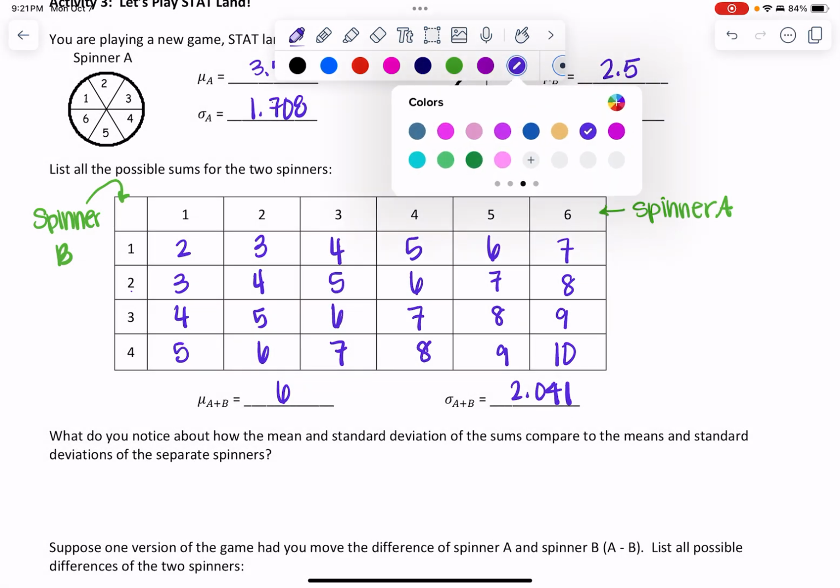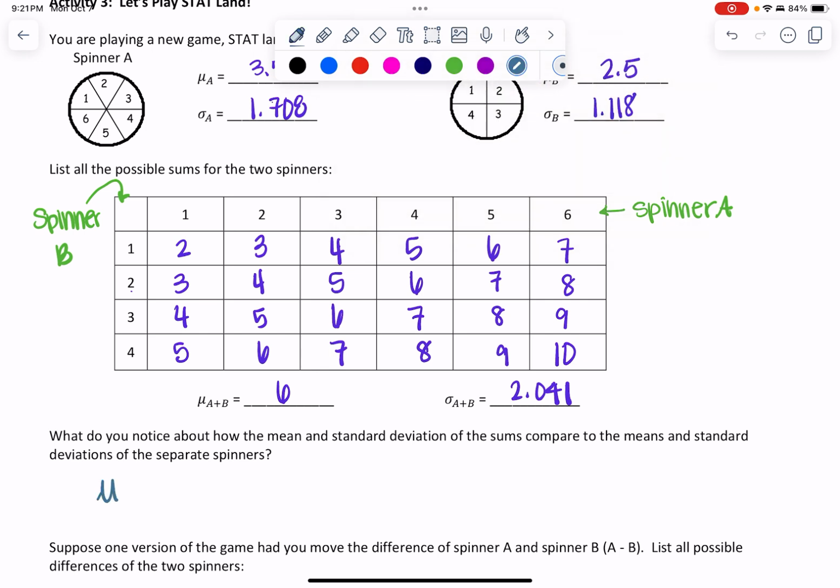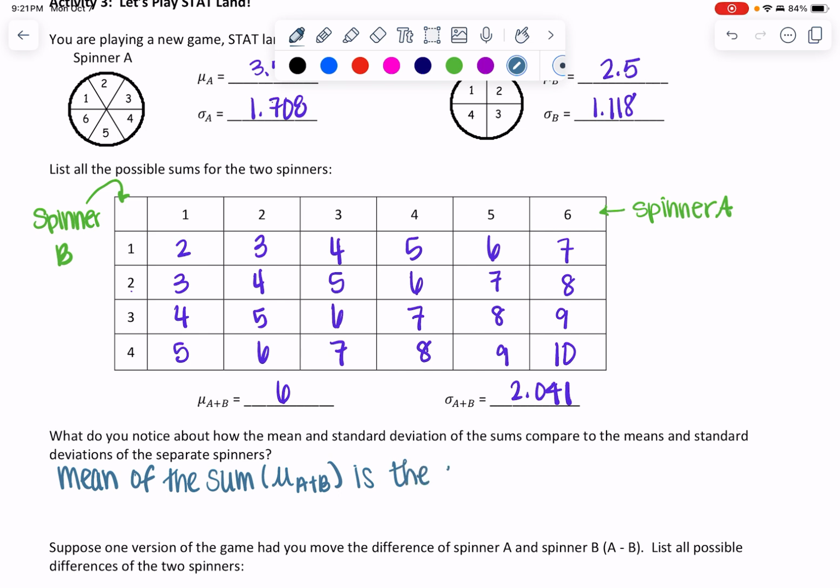Well, on the mean, if we look at it, the mean of the sum, which would be mu of A plus B, is the same as the mean of A plus the mean of B.